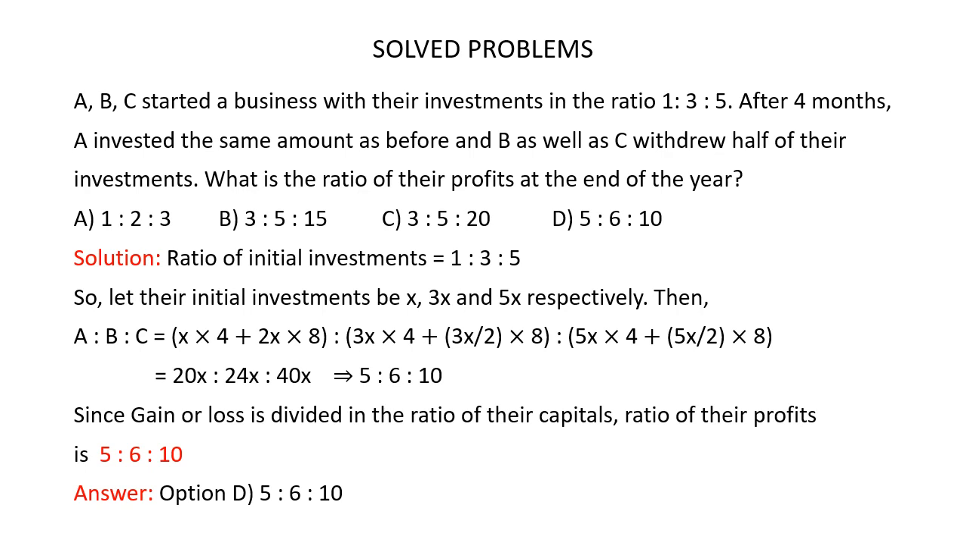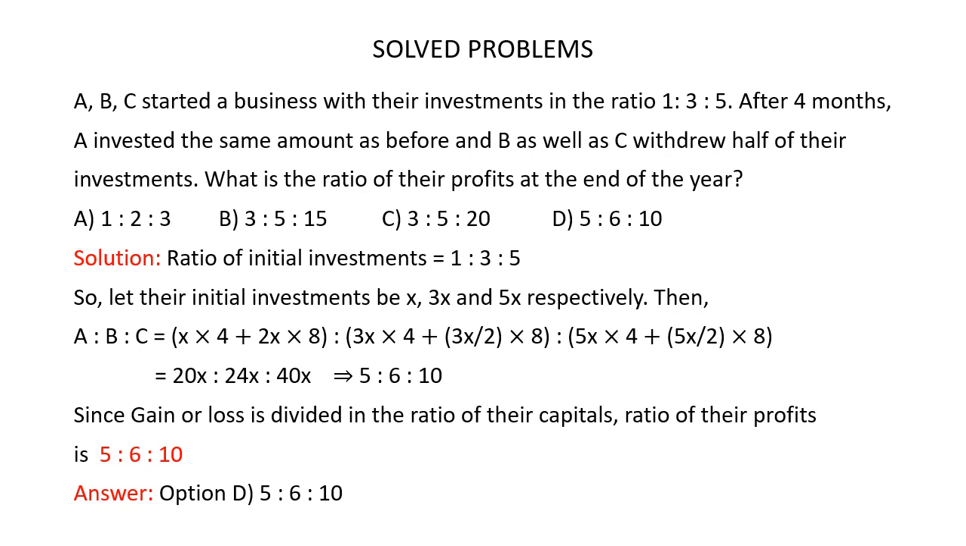Now it's given that after 4 months, A invested the same amount as before. So earlier A's investment was x. So he invested x for 4 months. After 4 months, he invested the same amount as before. So now the investment amount becomes 2x for the next 8 months.